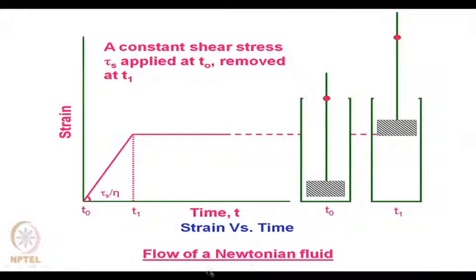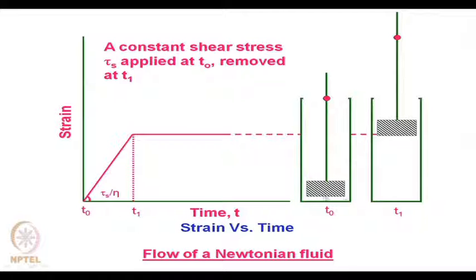Now, this diagram shows the flow curve of a Newtonian fluid with the help of this piston-dashpot model sketch. Here you see a constant shear stress tau s is applied at T0. On application of stress, deformation increases linearly, and at time T1 that stress tau s is removed. How can it be visualized with the help of piston and this cylinder?